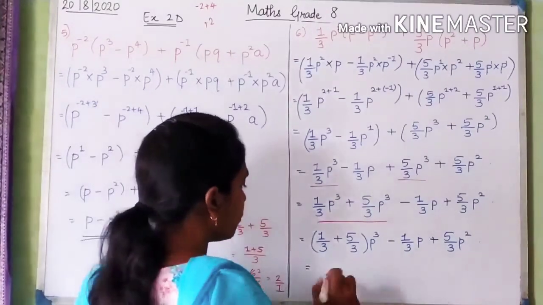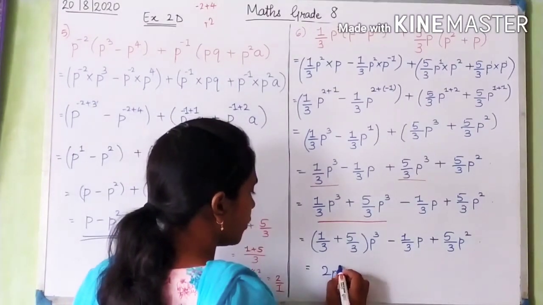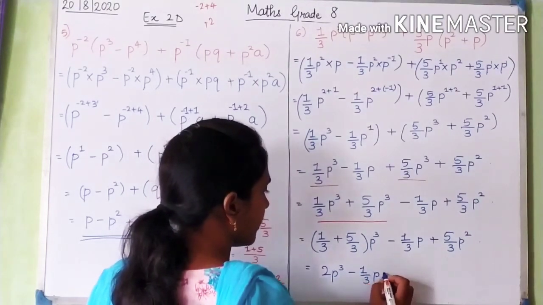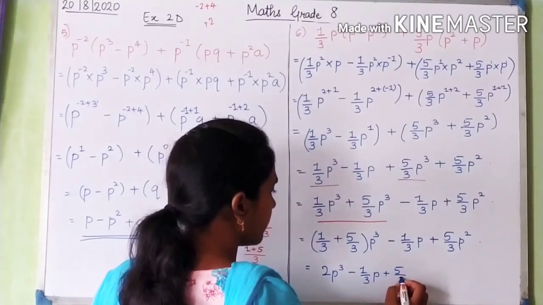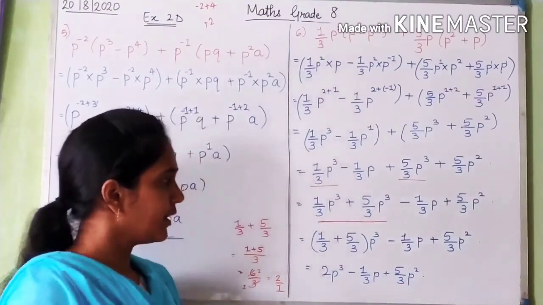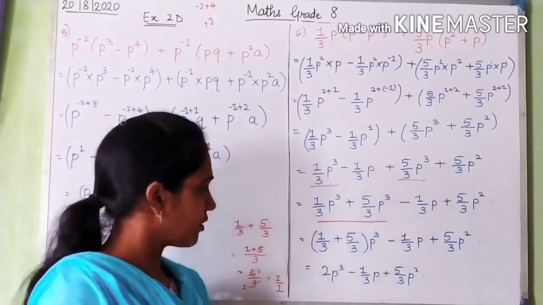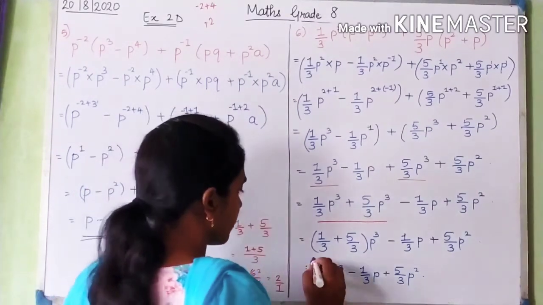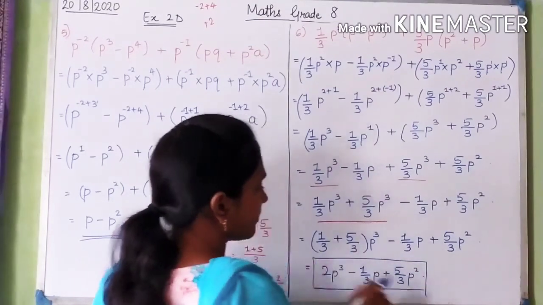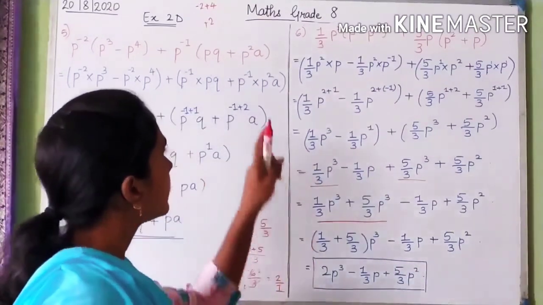So I write 2 p cube minus 1 by 3 p plus 5 by 3 p square. Now we cannot further simplify it, so we keep it like this. Okay, so this is our final expression after solving the given sum.